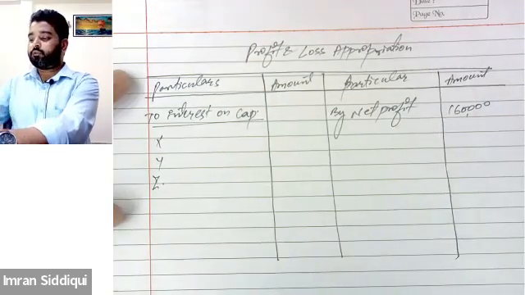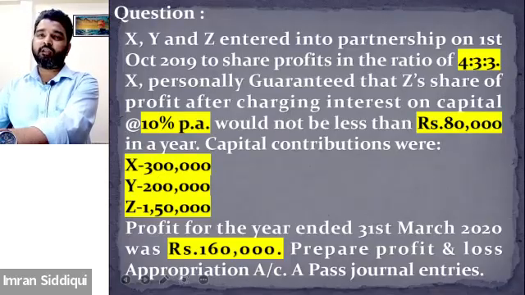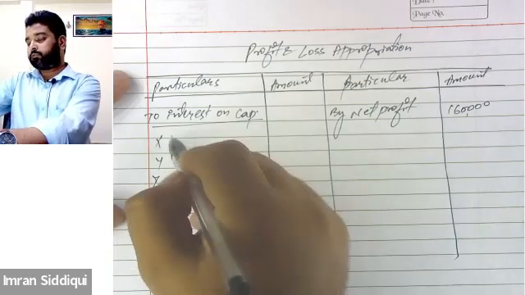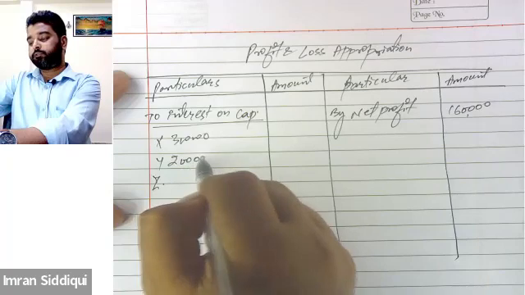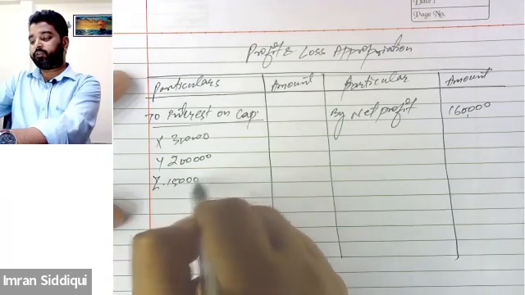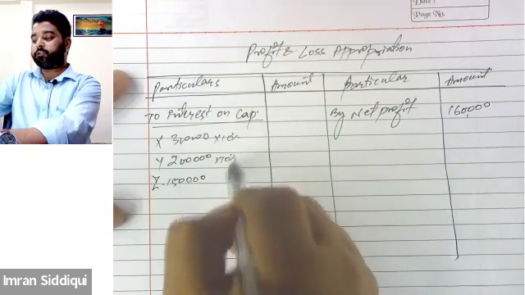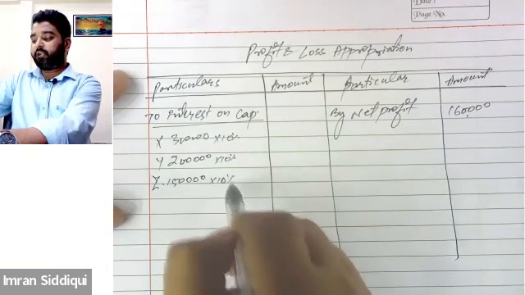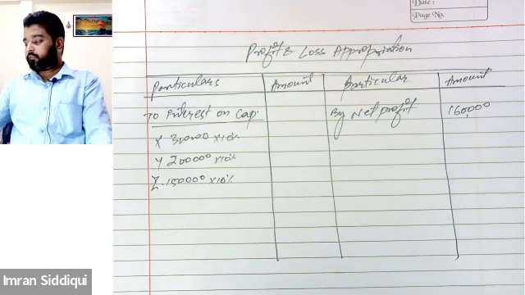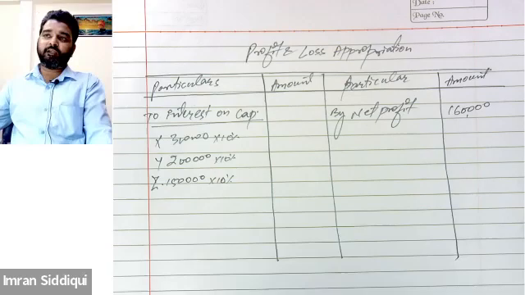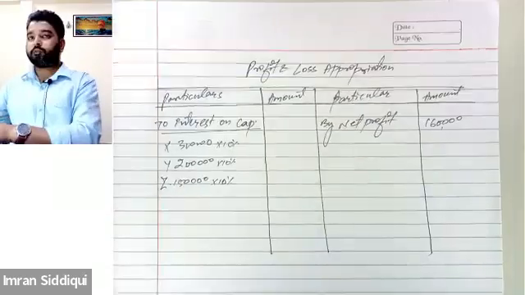Now see, the capital contributed by the partners is 3 lakh, 2 lakh, and 1,50,000, and the rate of interest is 10%, right? So 10% interest will be calculated. But tell me, whether interest will be paid for the entire year, yes or no? Yes, sir, it will be paid for the entire year.